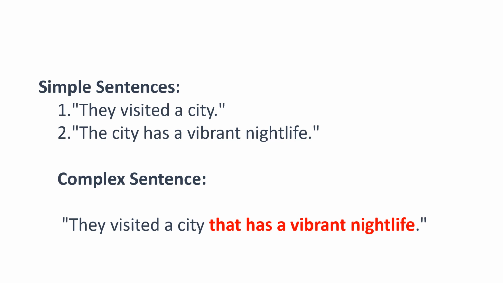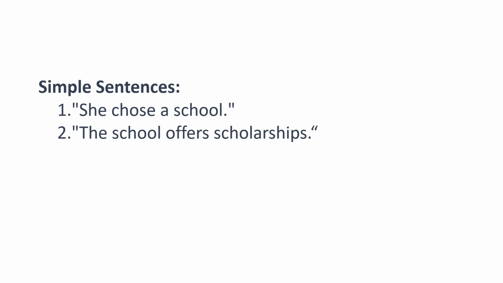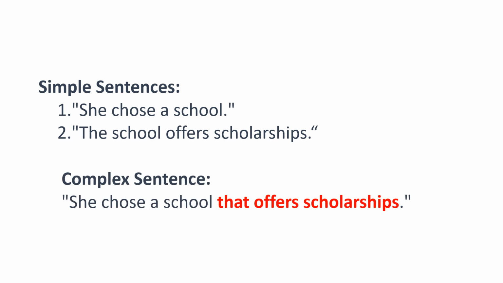Here are two simple sentences. 1. They visited a city. 2. The city has a vibrant nightlife. Now make a complex sentence using these two simple sentences. You can use an adjective clause for this purpose.